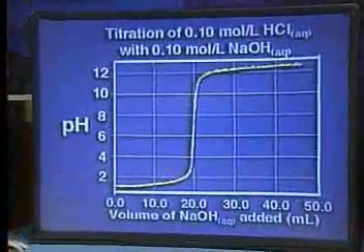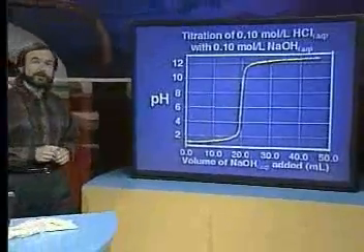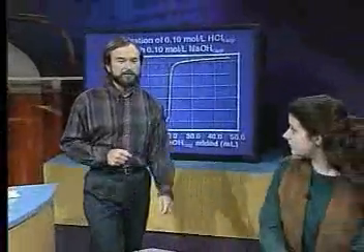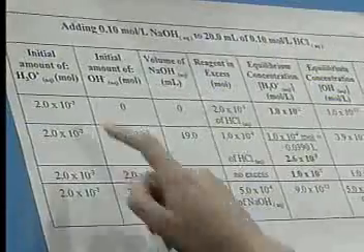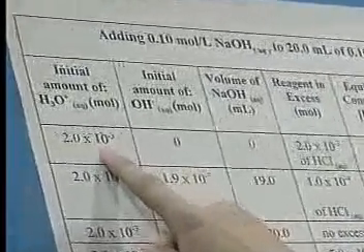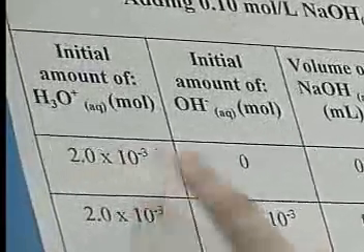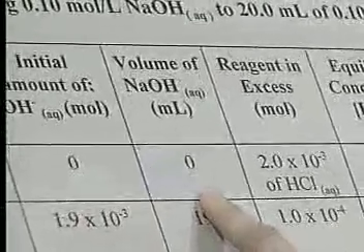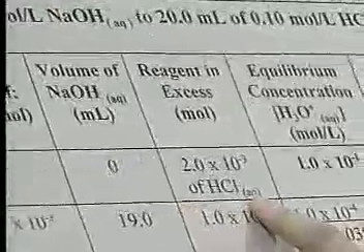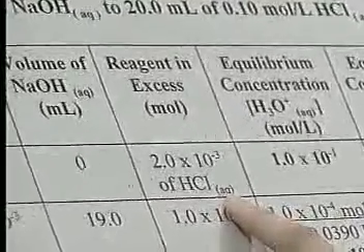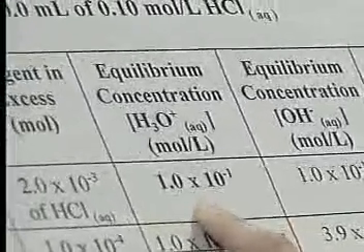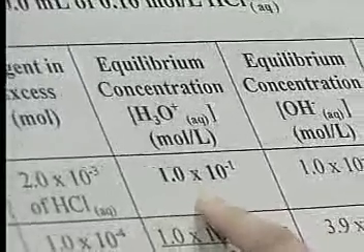You're looking at the titration curve that Robin just generated a moment ago. What we're going to do is use mathematics to analyze 3 different sections of this curve, starting with the point, Robin, before we added any base whatsoever. Okay, starting at that point, in the beaker we have the initial amount of hydronium ion, which is 2.0 times 10 to the negative 3 moles. We have no hydroxide ion since we haven't added any sodium hydroxide. So the reagent in excess would be the hydronium ion, 2.0 times 10 to the negative 3 moles of hydrochloric acid. To find the equilibrium concentration, we divide out the reagent in excess by the total volume of the solution, which at this point is still 20.0 milliliters.